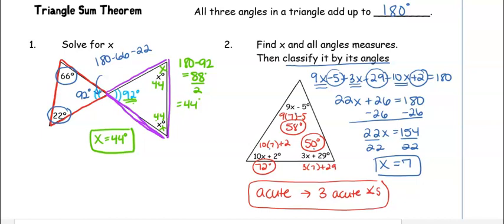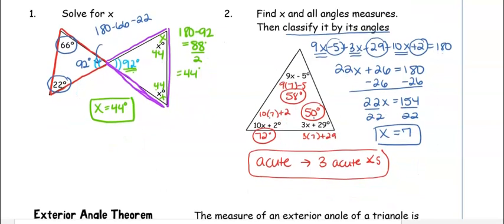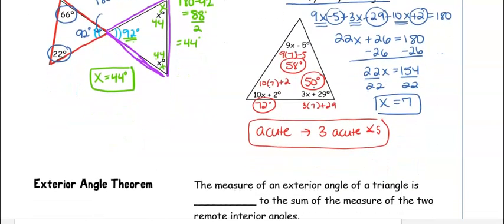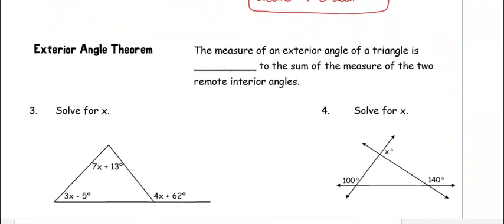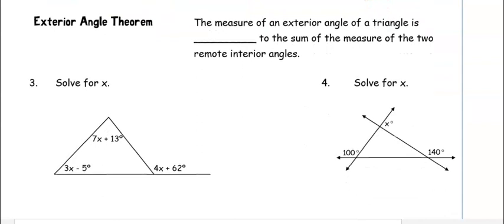So the triangle sum theorem is that all three angles in a triangle have to add up to 180. Sometimes we have equations, and sometimes, like number 1, we're just subtracting from 180. Our next theorem is the exterior angle theorem. The exterior angle theorem says the measure of an exterior angle of a triangle is equal to the sum of the measure of the two remote interior angles.